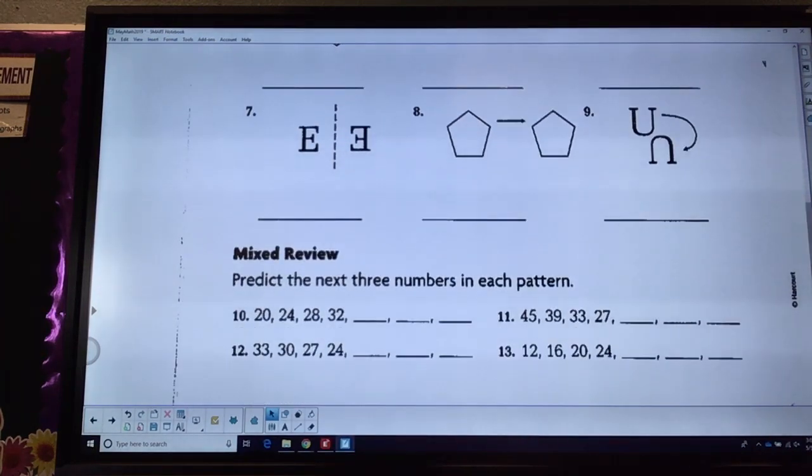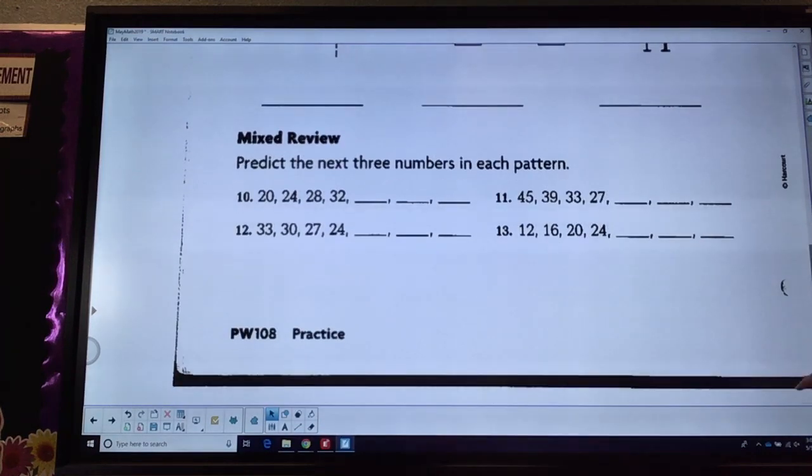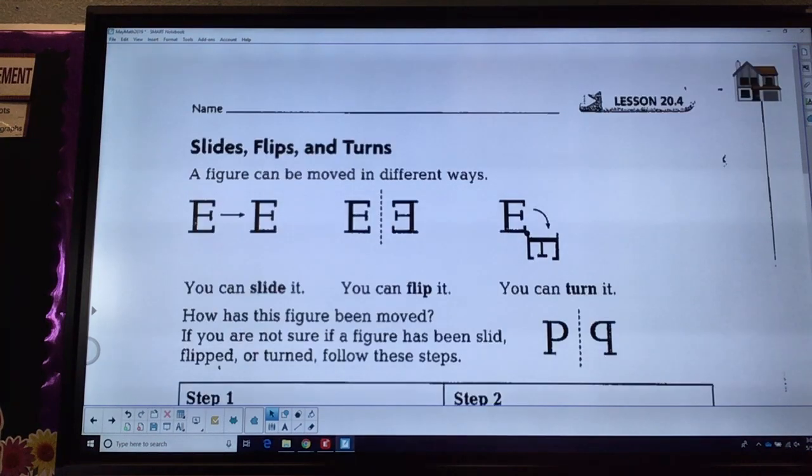And then on the bottom here, you do have some patterns to practice. Once again, those are something that we need to keep ourselves current with and make sure that we take a good look at. And this is just a review. This is actually the review side.